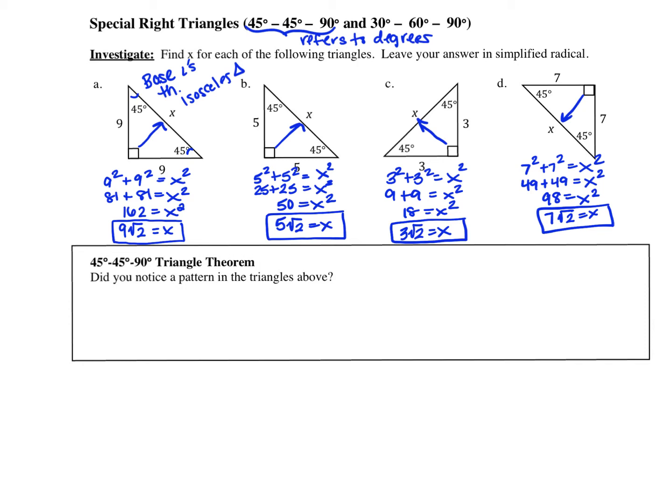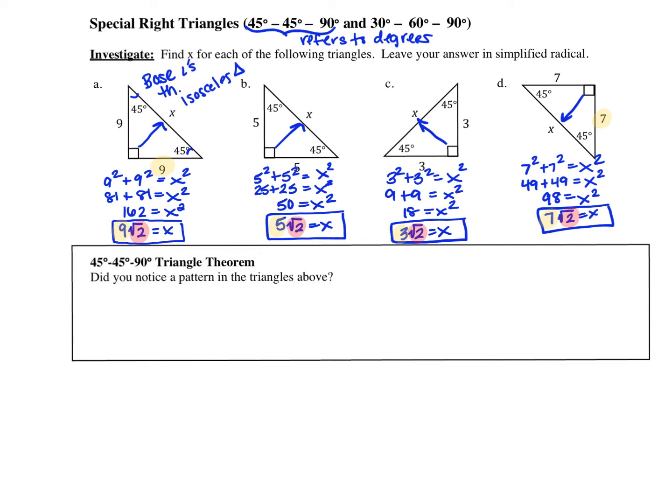Okay, after taking a look at your answers and how they're related to the triangles, hopefully you saw that the leg was the number in front of the radical, and each answer had a root 2. If you look at letter B, the leg was a 5 and the beginning number was a 5, and then it was multiplied by a root 2. In letter C, the leg was a 3 and then there was a root 2. And for letter D, the leg was a 7, so there was a 7 in front, and then there was a root 2. So here's what this means.